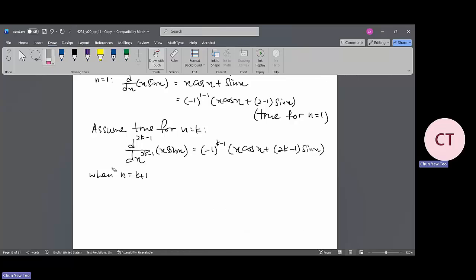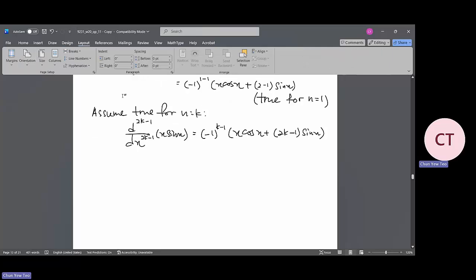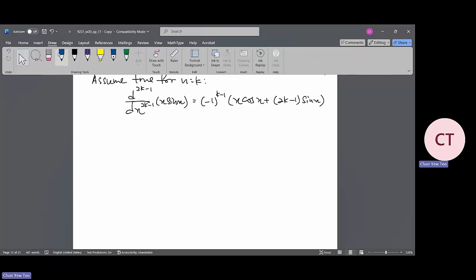So at the moment, I cannot make my n become k plus 1. So what I need to do now is to differentiate this one more time. Now I differentiate this left-hand side one more time.